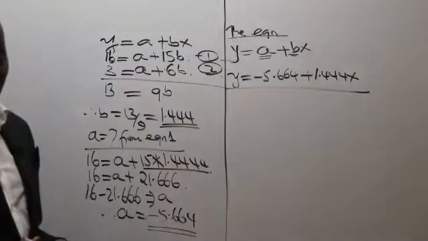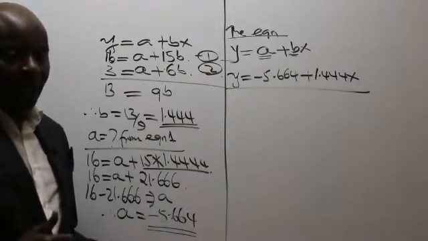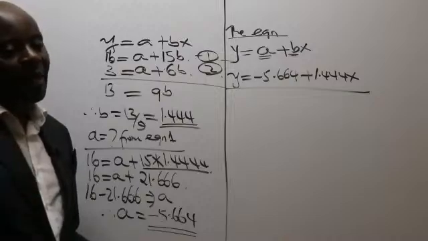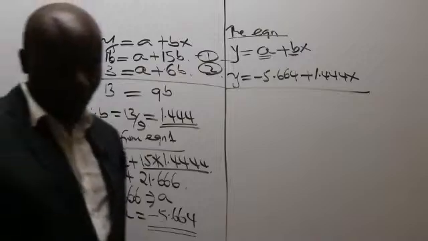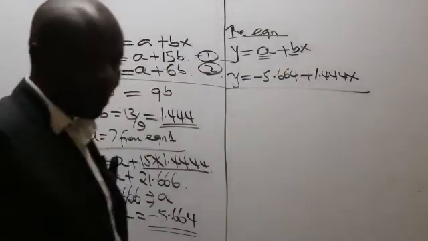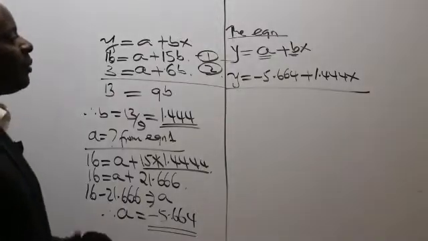So once you get the values of a and b, ultimately the examiner wants you to define the equation. He wants you to get the equation for us. That is what was expected of us in this particular question.